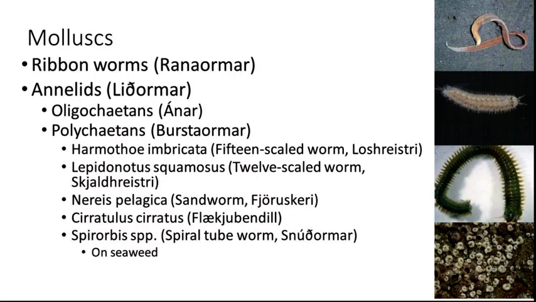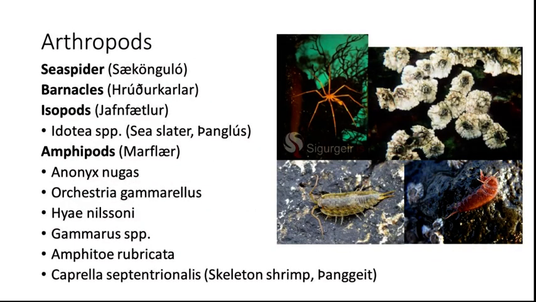And another type of animals which we can find in the seashore are the arthropods. Arthropods means just that these are animals with an outer shell made out of chitin, and their body is segmented, and their legs or appendages are segmented as well. We have sea spiders. Then barnacles, and barnacles are actually arthropods.